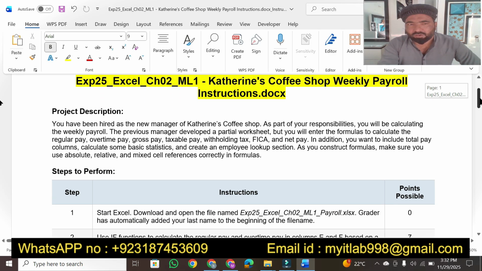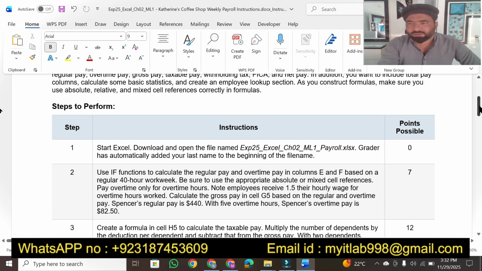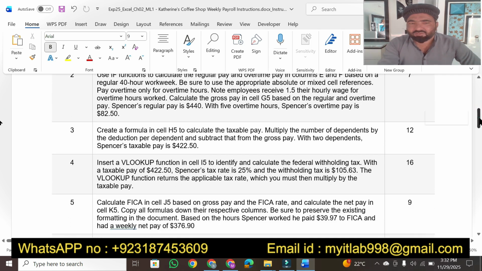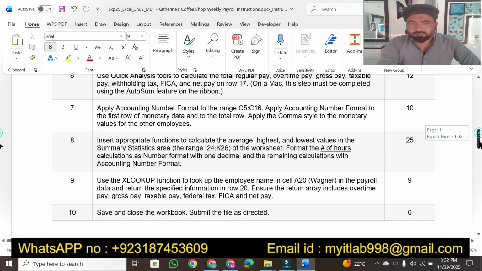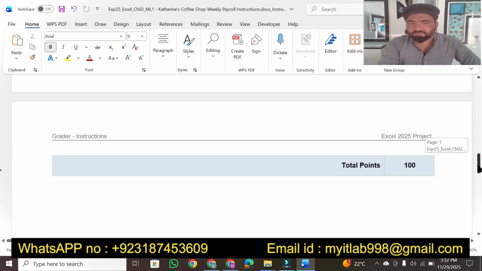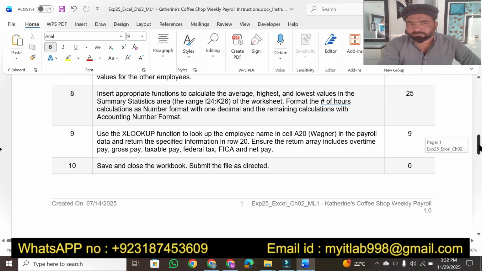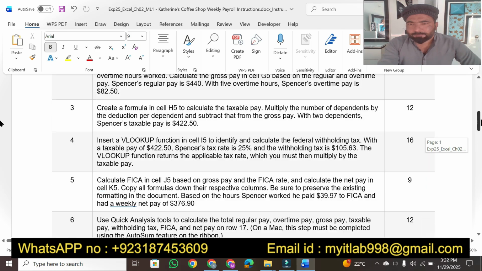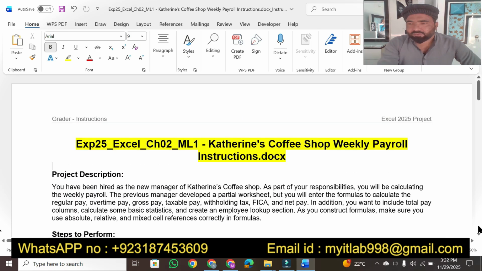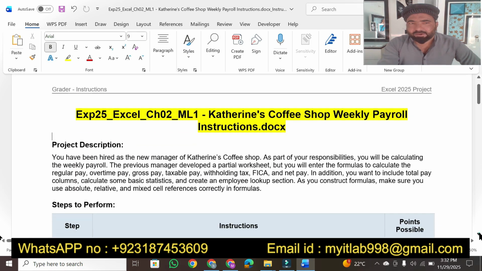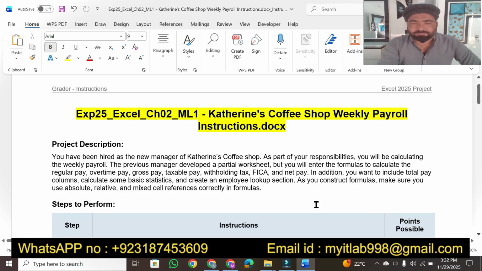Before going to solve this assignment, let me move toward the whole assignment. How many points do we have in today's assignment? We have just 10 questions. So let me start today's assignment step by step. You may follow me and you will get an A grade, 100% marks. Here is the project description.